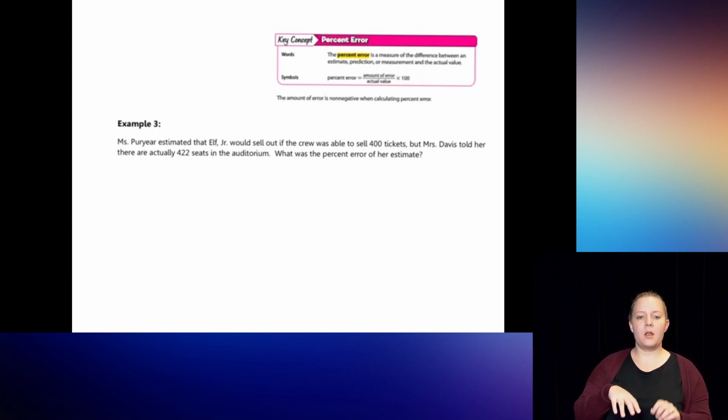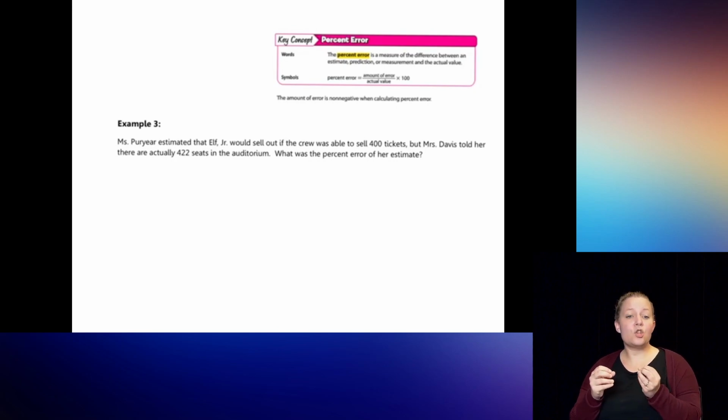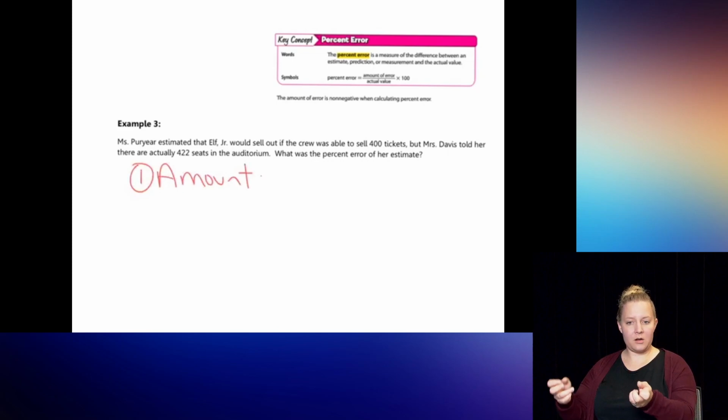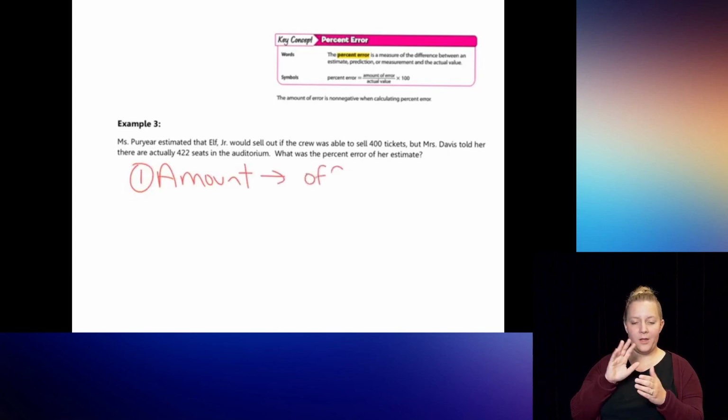Miss Puryear estimated that the Elf Jr. play would sell out if the crew sold 400 tickets. But Mrs. Davis corrected her and said there are actually 422 seats in the auditorium. So what was her percent of error? Well, one, to figure out the amount of the error she had, we would subtract them. So she was off by 22.